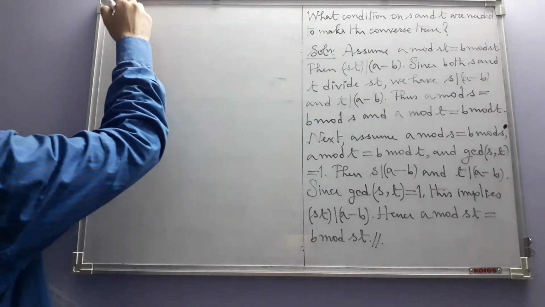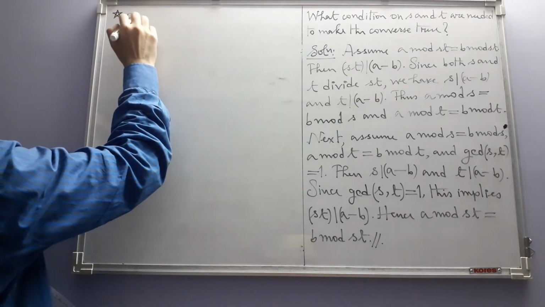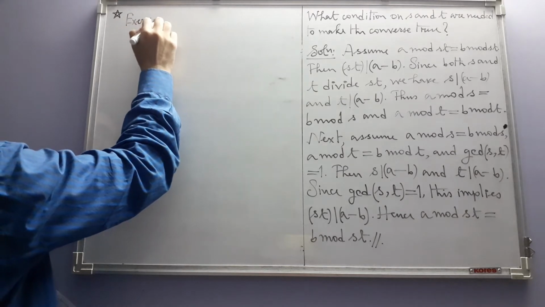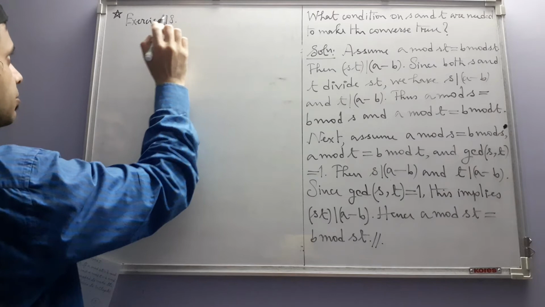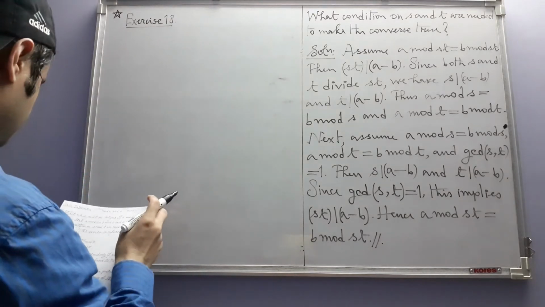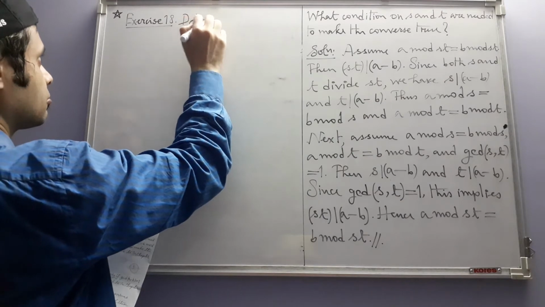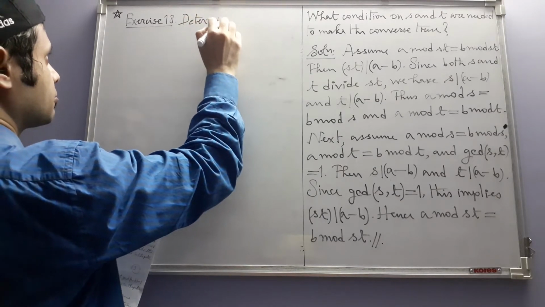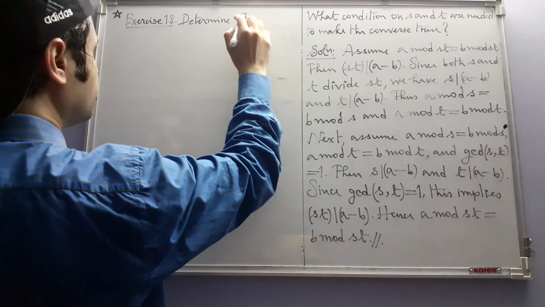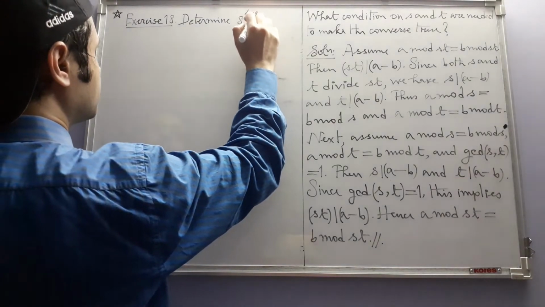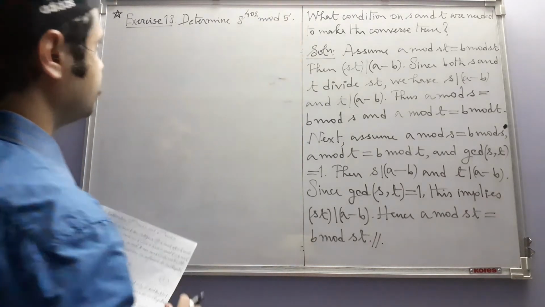Another problem that would need modular arithmetic. This is exercise 18: 8 to the power 402 mod 5.